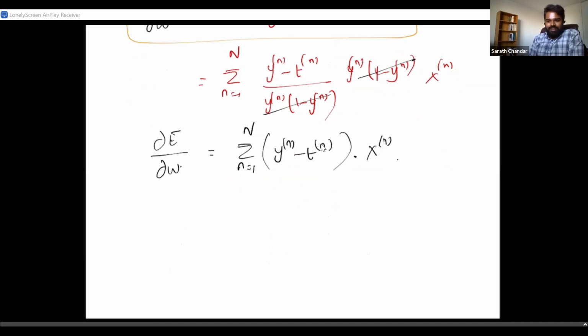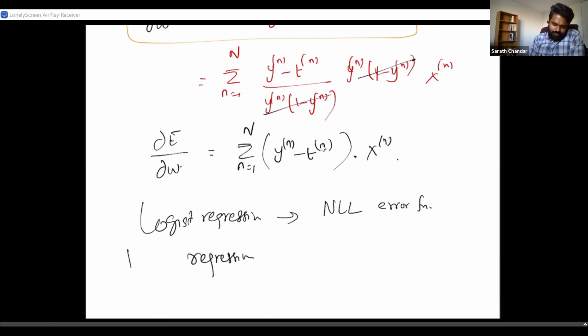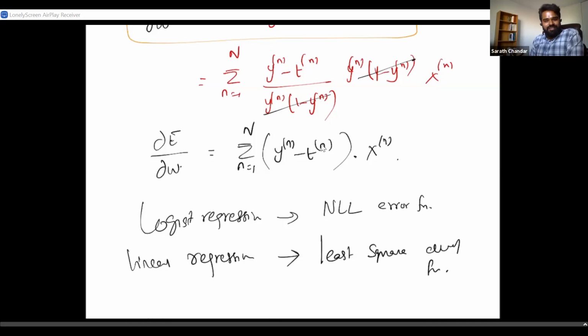I wish I could finish the connection, but maybe let's just leave the connection as a puzzle for people who haven't read the notes yet. If you have read the notes, you know the answer. But here's the connection: in the case of logistic regression, we are using the negative log likelihood error function, but in the case of linear regression, we were using the least squares error function. It so happens that in both these situations, the gradient looks exactly the same.